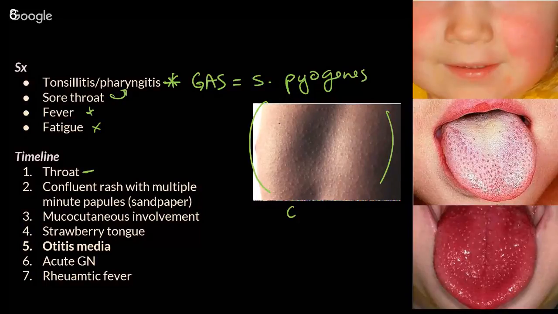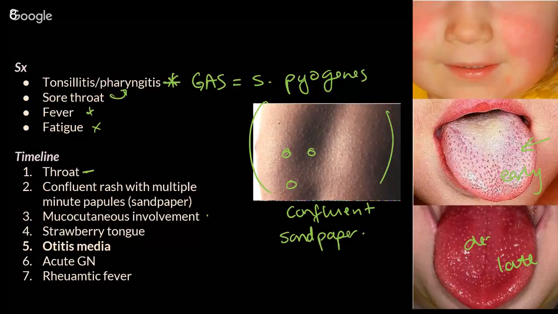It's described as confluent, which I'm pretty sure means covering everything. There are many minute papules, which is described as a sandpaper rash. I'm not 100% sure about the timeline this time because I didn't have time to research it. But you get mucocutaneous involvement, so this is called a strawberry tongue. This is how an early version looks, and this is how a late version looks because you have desquamation, which is why it looks so dark.